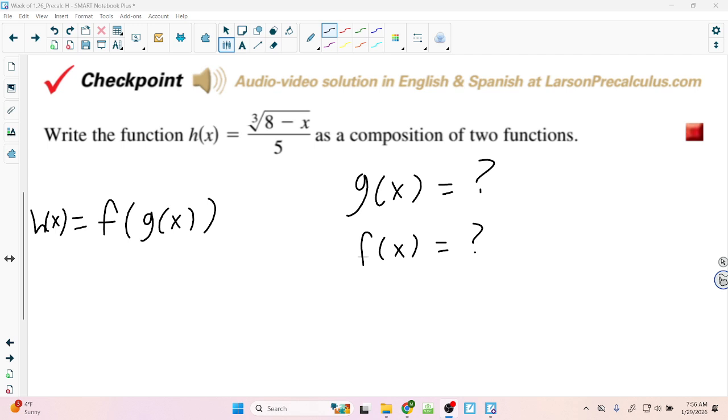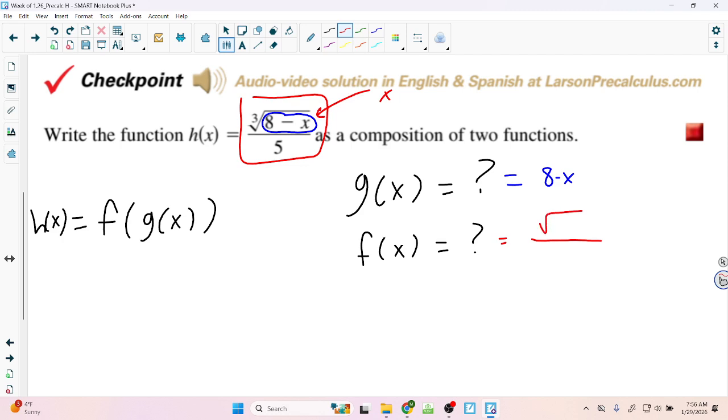All right, so hopefully you tried it, you paused it. There's multiple ways to do it, but most of us are going to look at the inside as inside the square root. So I would say that g of x is 8 minus x. And I would say that f of x is basically all of this stuff, but this is actually just x. So f of x is the cube root of x over 5. That'll work. If you take 8 minus x and plug it into f of x, you'll get the cube root of 8 minus x all over 5. So what you did was just break it into 2, okay? You split Humpty Dumpty, okay? Does that make sense? That's it. That's all we have.